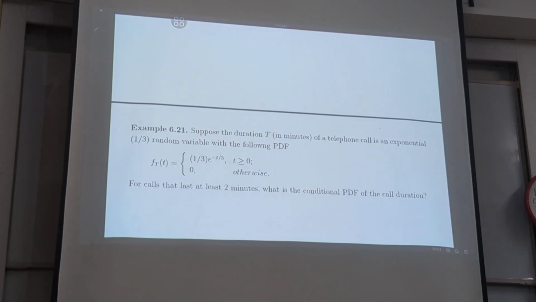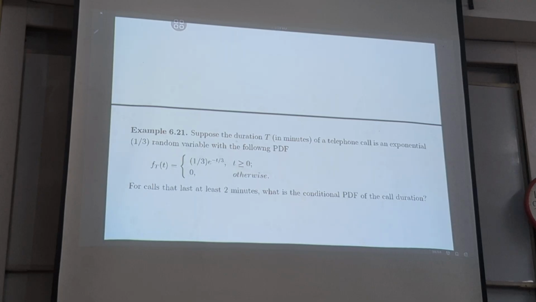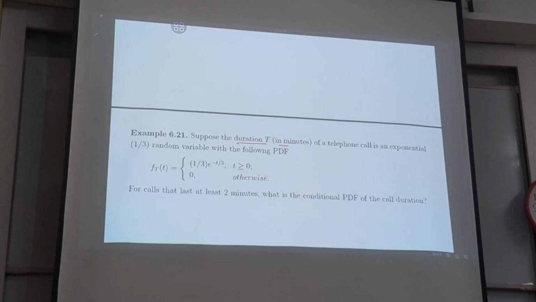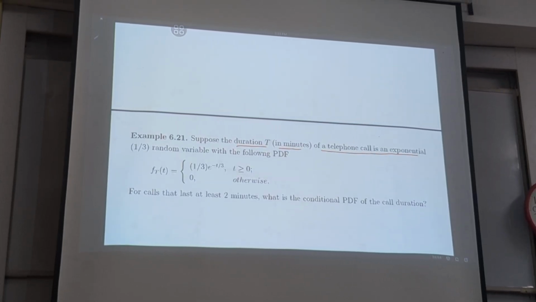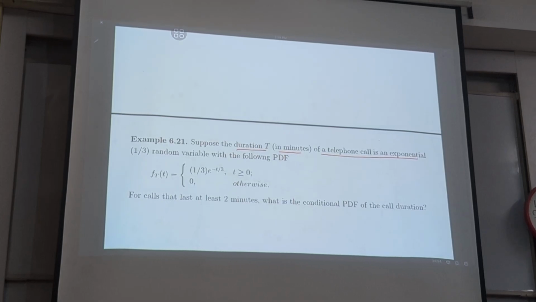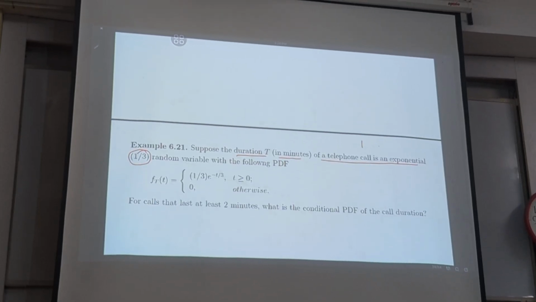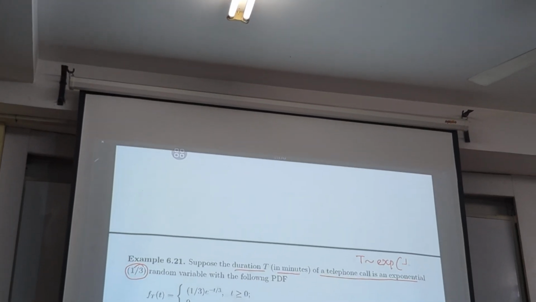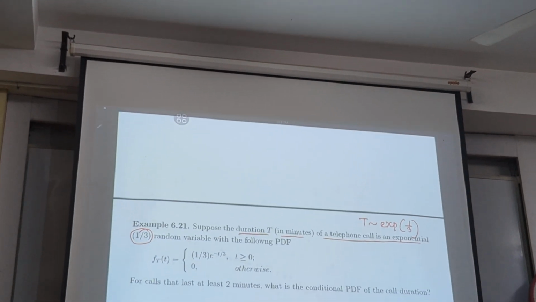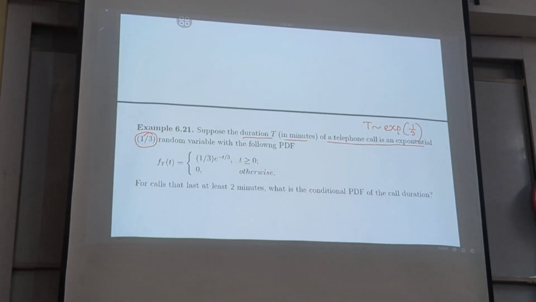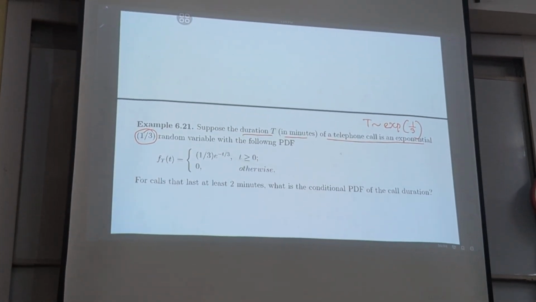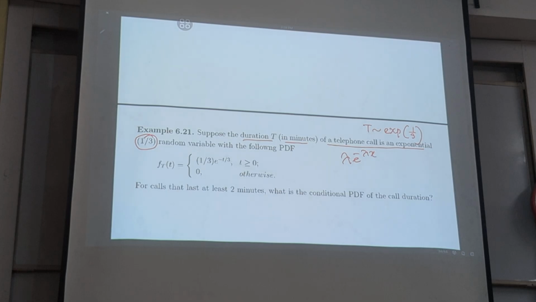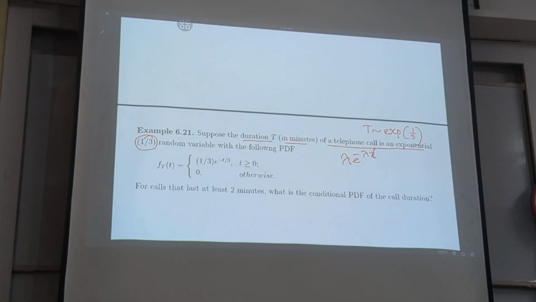Now, let's consider this one. Suppose the duration T of a telephone call is an exponential random variable with parameter 1. That means T is exponential with lambda equal to 1. Right? So its PDF, we know the PDF is lambda e to the power minus lambda t. Then with lambda as 1 over 3, it is 1 over 3 e to the power minus t by 3.